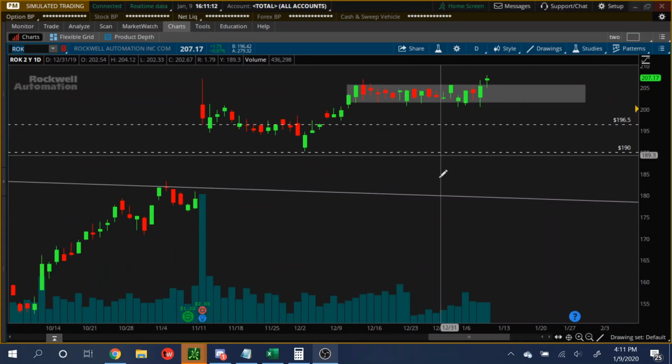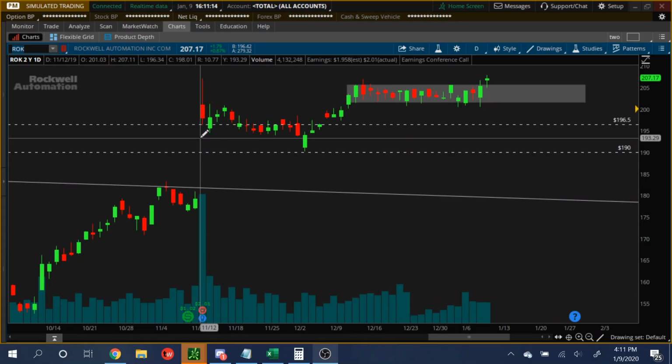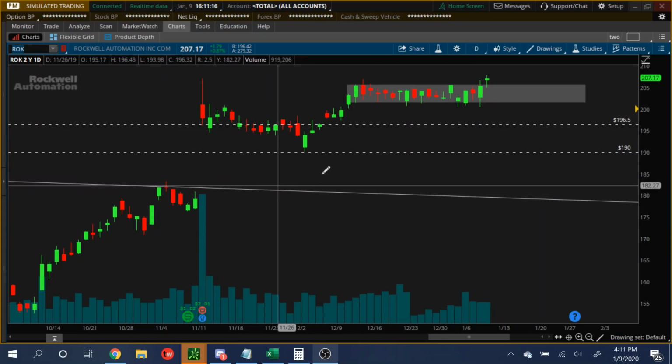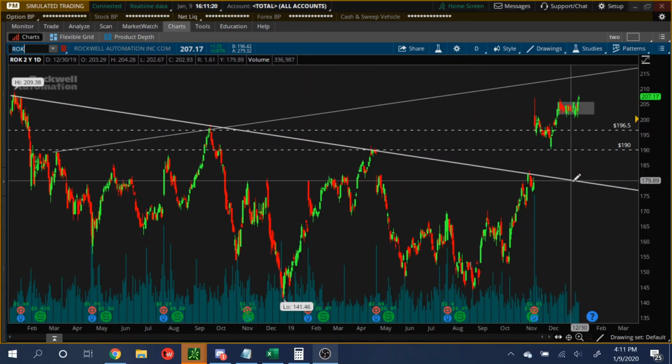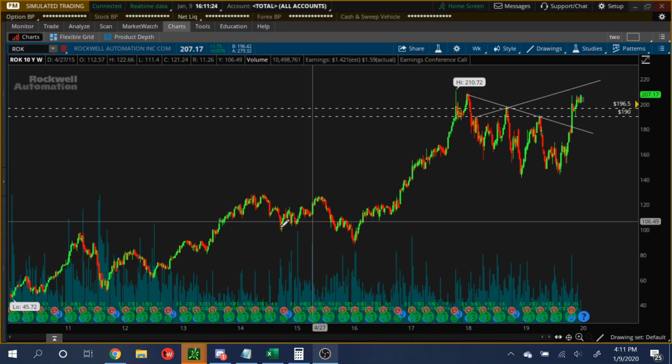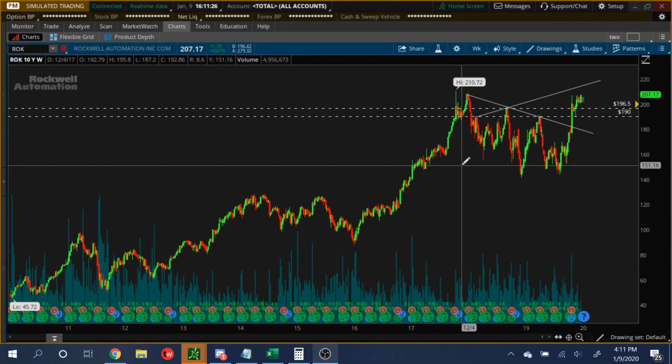Check out Rock. We have the gap up from earnings. We cannot go fill the gap. On top of that, we have a long-term trend line break. Incredibly long-term. We have a good company.